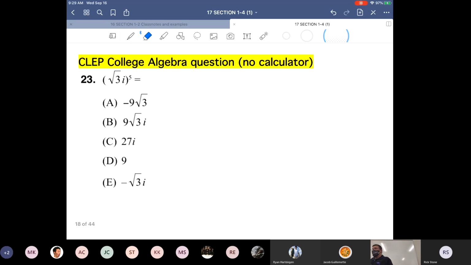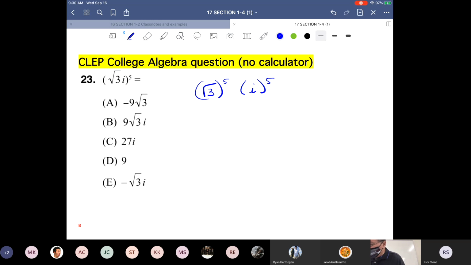So here's an example of one that shows up on the CLEP test. All right? So what do we got this time? We've got, if I took this thing to the 5th power, could I make that the cube root of 3 to the 5th power and i to the 5th power? Because that's like a monomial, right? There's no addition or subtraction sign in it. It's just the imaginary number, square root of 3i.